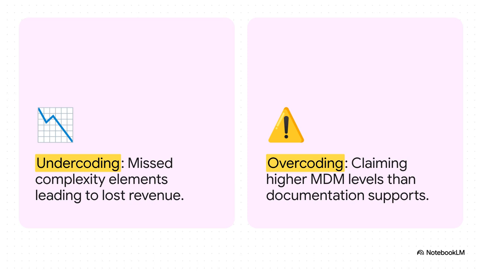If it isn't documented, you literally cannot score it, which leads to artificially low data thresholds and straight-up lost revenue. On the flip side, overcoding occurs when coders assume complexity that simply isn't written down, claiming higher levels of MDM than the documentation actually supports. A vague phrase like follow up in 1 week definitely does not justify high-risk decision-making.